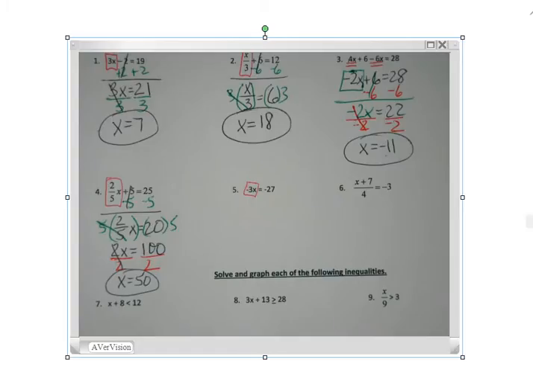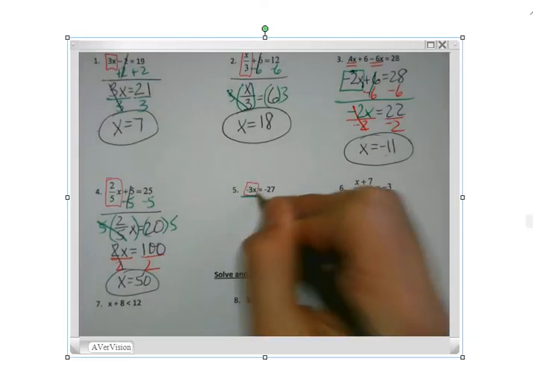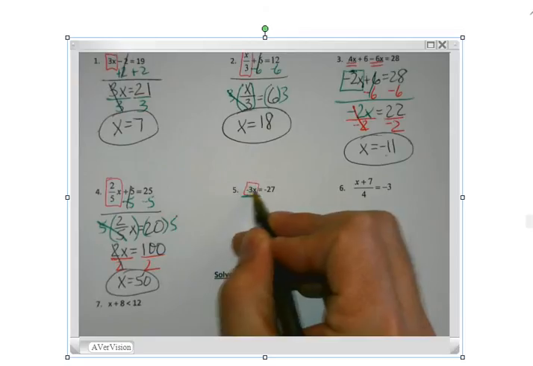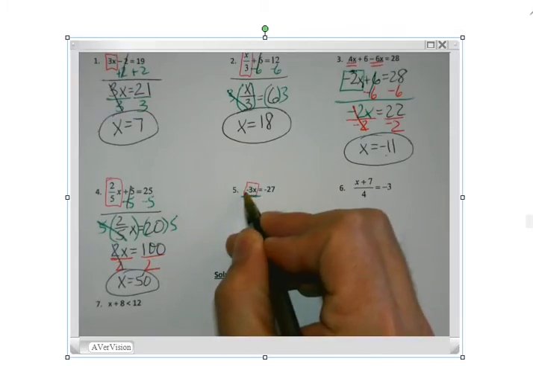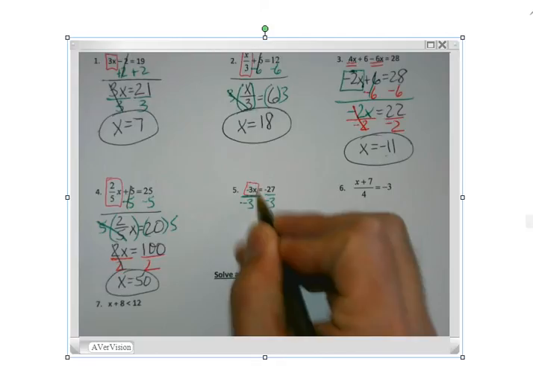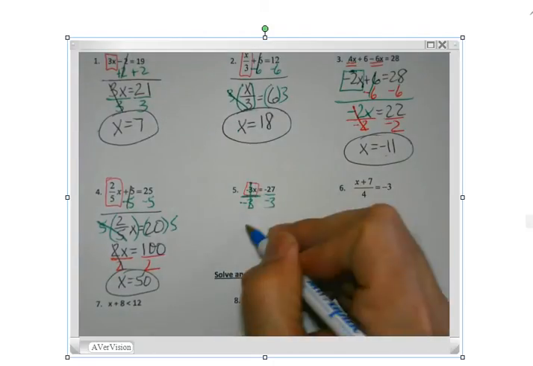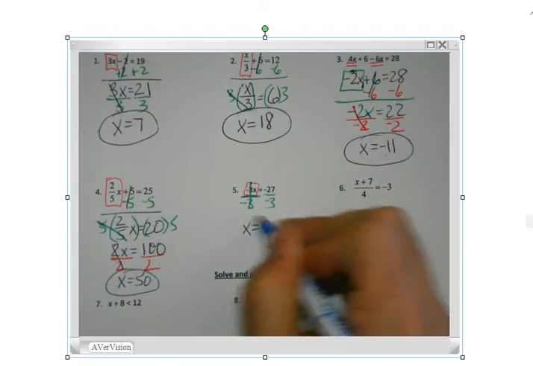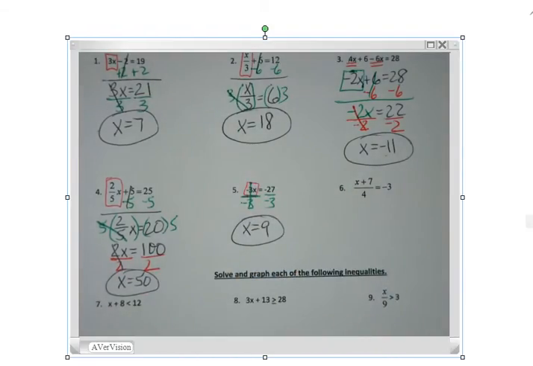That's all we've got working. One stepper on number 5. What's the one step? Okay, divide. Again, that minus that I see isn't between the 3 and the x, it's over here, which means I'm multiplying. The opposite of that is divide. What's a negative divided by a negative? Positive. Okay, so just little detail things that we're trying to take care of.